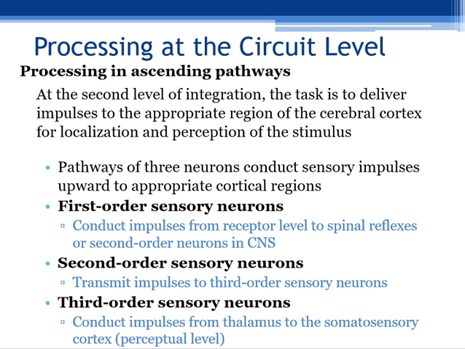Alright, let's talk more now about the circuit level. For ascending pathways, which carry sensory information, there are three orders of neurons: first, second, and third order neurons. The first order neuron will conduct the impulse from the receptor to the second order neuron. The second order neuron will transmit the impulse to the third order neuron, and the third order neuron will conduct the impulse from the thalamus to the somatosensory cortex. So it actually reaches the brain, and we start to see processing at the perceptual level.